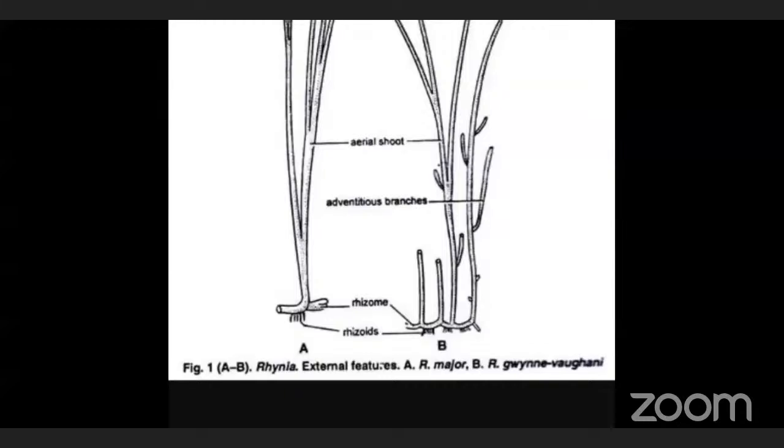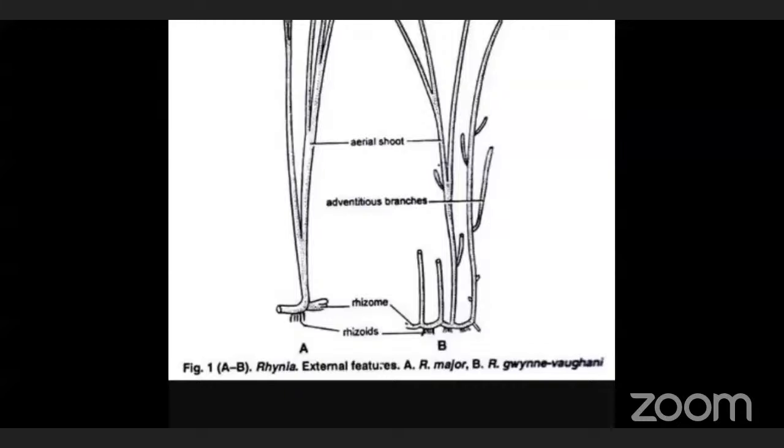In the cross section we can see three regions: epidermis, cortex, and stele. The outermost layer is the epidermis, which is made up of a single layer. A distinct outer layer is there, and the epidermis is covered by a thick cuticle. Typical stomata are also distributed at intervals. In the rhizomes, the stomata are absent.